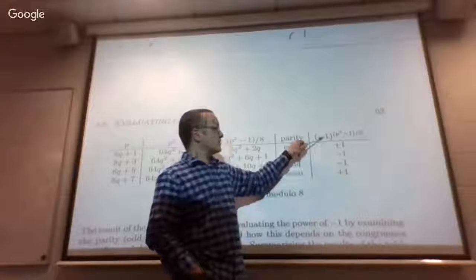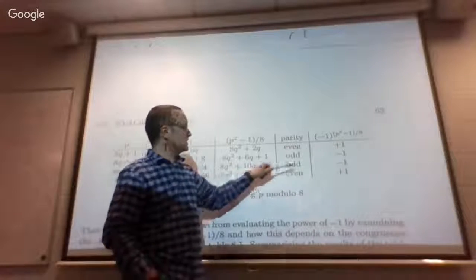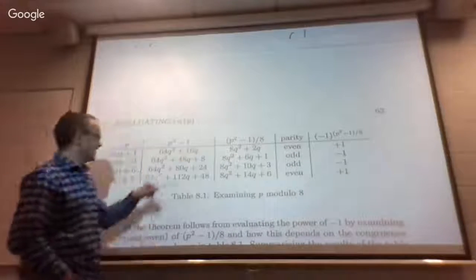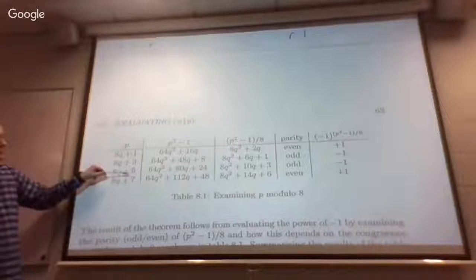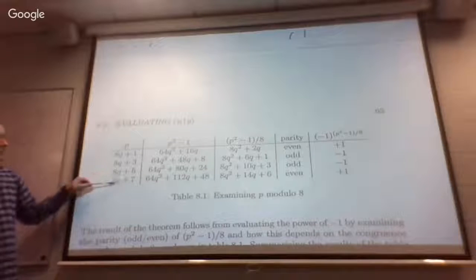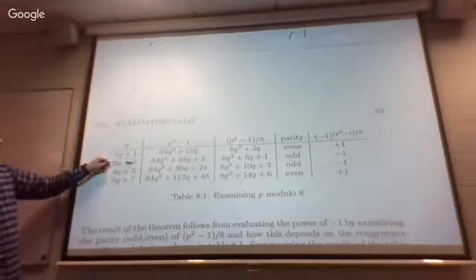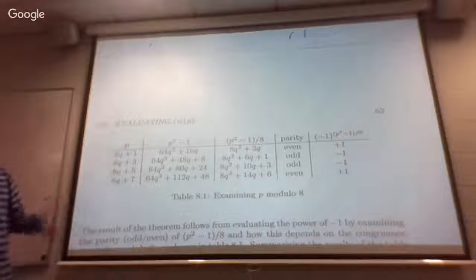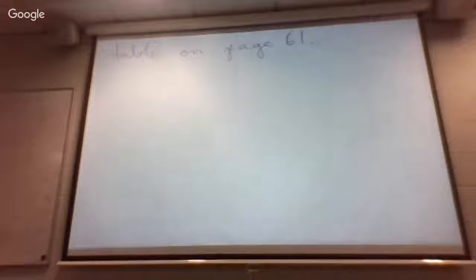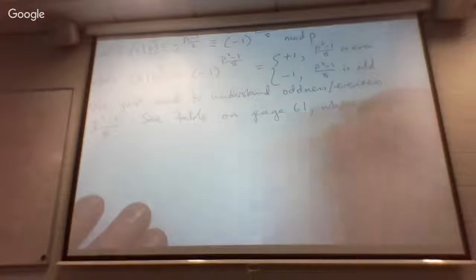So then we know the value of that power of minus 1. Plus 1 for the even remainders, minus 1 for the odd remainders. And you can track that back to the congruence class of p mod 8. And so when p is 1 up or 1 down from a multiple of 8, you get plus 1, so you get a quadratic residue. And when it's plus 3 or minus 3 from a multiple of 8, you get a non-residue. So see the table on page 61, which confirms the result.